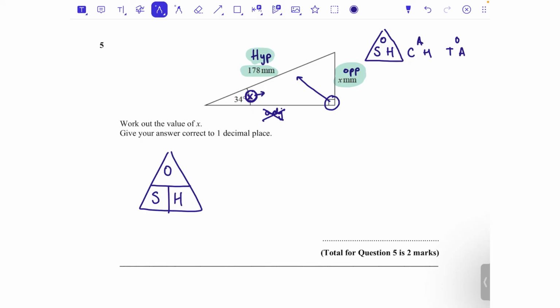So now I want to know the opposite. You cover up the thing you want to know and do the sum that's left behind. Now remember that the S is sine 34. Had we have been using CA, then the C would have been cos 34.